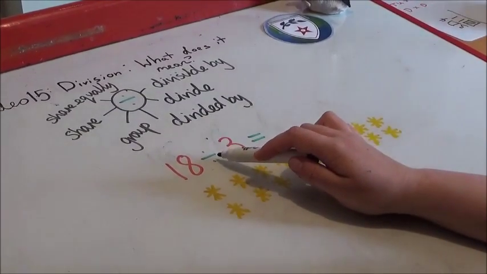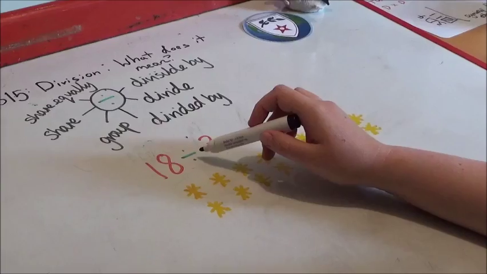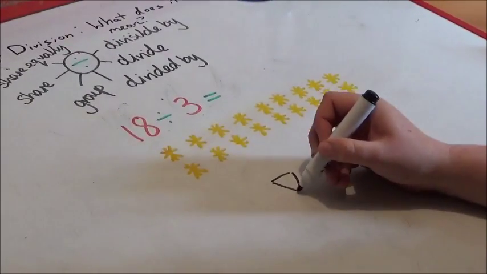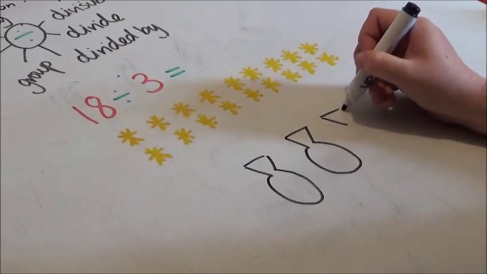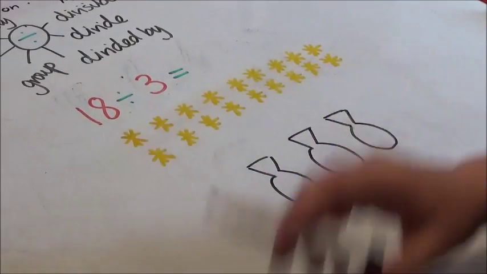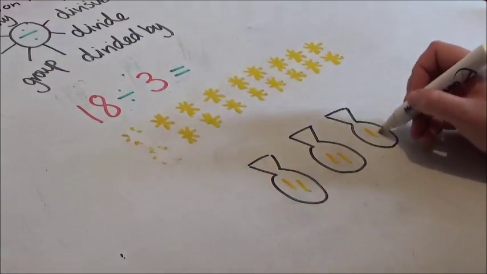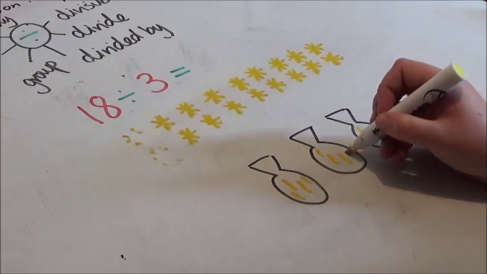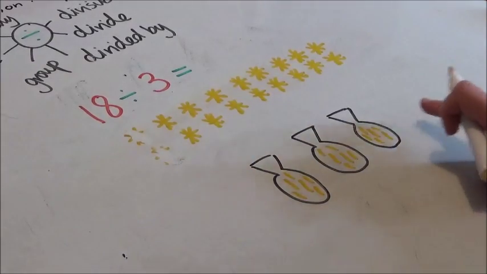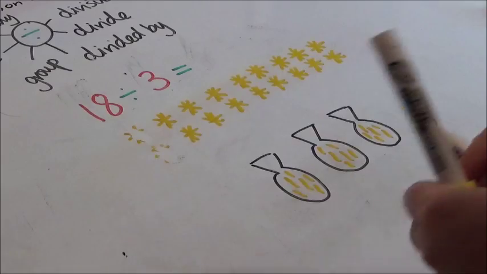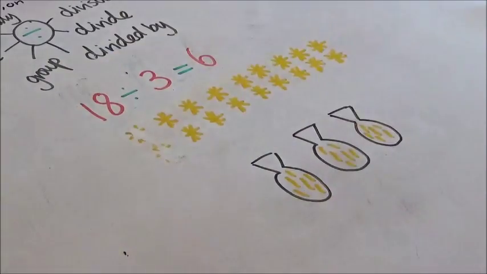Now if we look at this symbol here, the division symbol, as shared equally, we could say 18 shared equally between 3, and I'm going to have 3 vases here. 1, 2, 3. And in that I put 1, 2, 3, 4, 5, 6, 7, 8, 9, 10, 11, 12, 13, 14, 15, 16, 17, 18. And I've clearly got 6 flowers in each vase. So 18 shared equally between 3 is the same as 6.